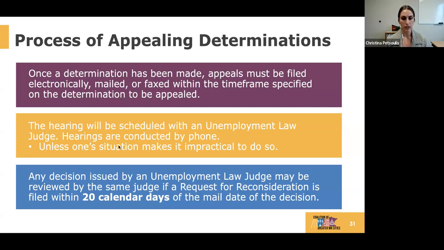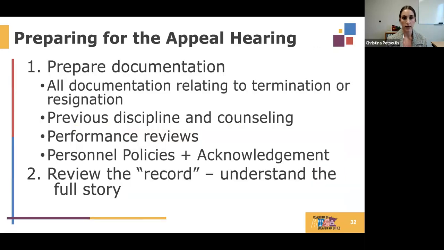Any decisions by the unemployment law judge can be reviewed with a request for reconsideration. That's basically appealing the appeal and asking the judge to reconsider their decision, and then they'll issue that decision. But then the step after this could be an appeal to the Minnesota Court of Appeals. So we can go to the next slide.